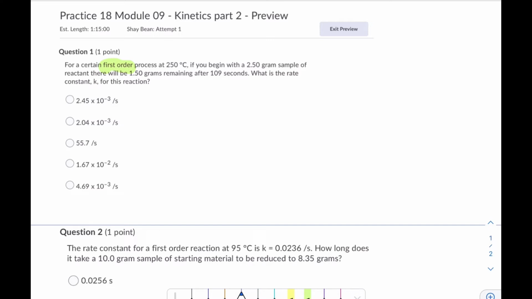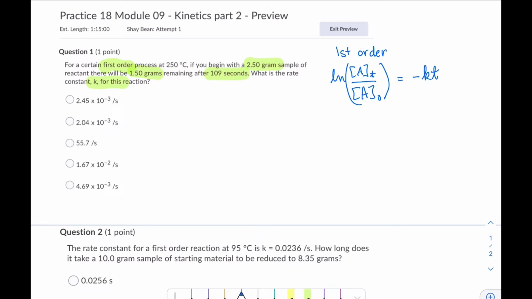You begin with a 250 gram sample, and there is 1.5 grams remaining after 109 seconds. What is the rate constant for this reaction? I'm told that it's first order. I know what the first order integrated rate expression looks like. There are a couple of different ways to express it. One of my favorite ways is that the log of the concentration at time t over the concentration initially, that's all inside the log, is equal to negative kt.